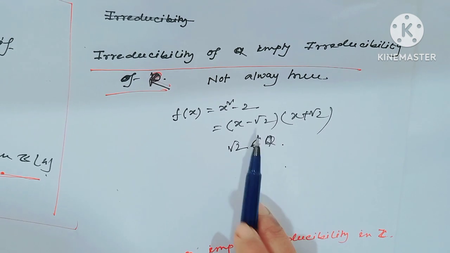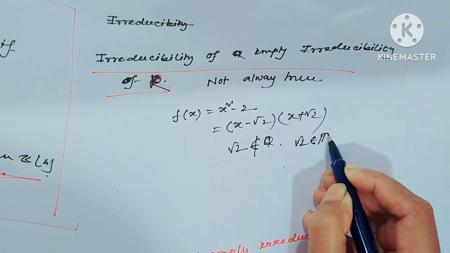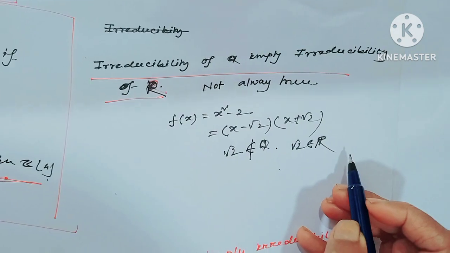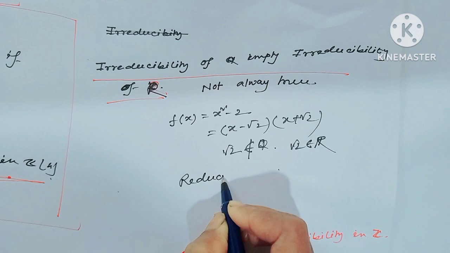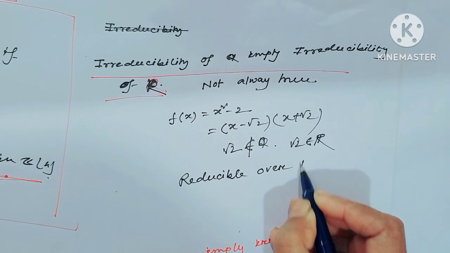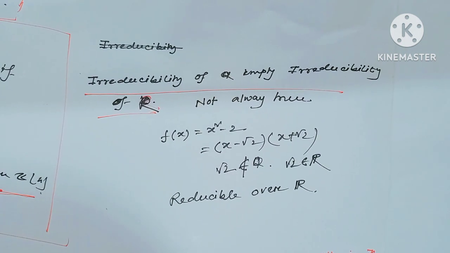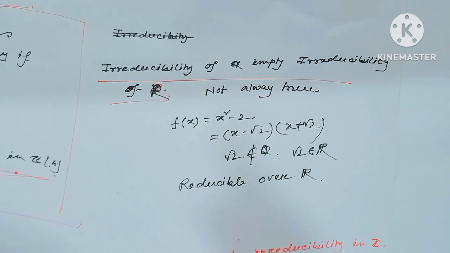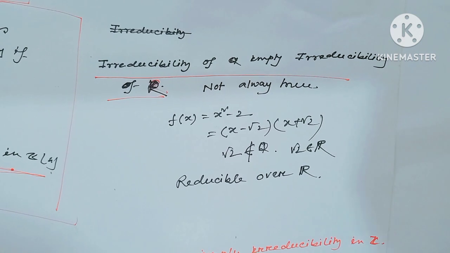But since the root belongs to R, since square root of 2 belongs to R, we can say this f(x) is reducible over R but not over Q. I hope all my viewers have understood. That means irreducibility over the rational numbers does not imply irreducibility over the real numbers.